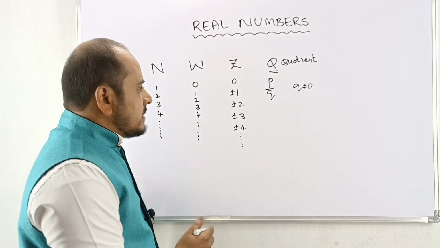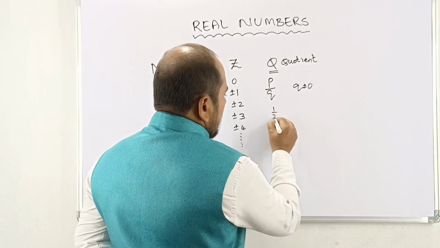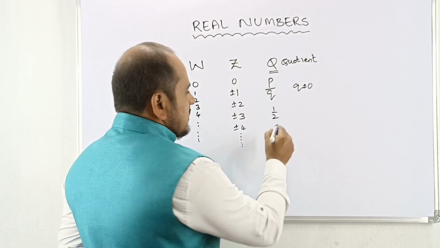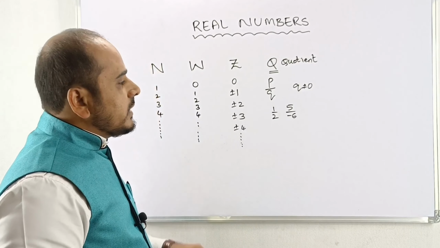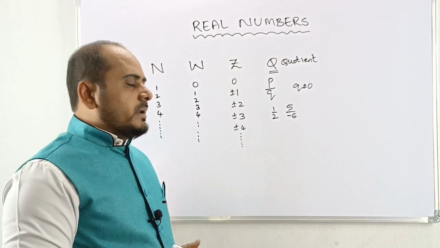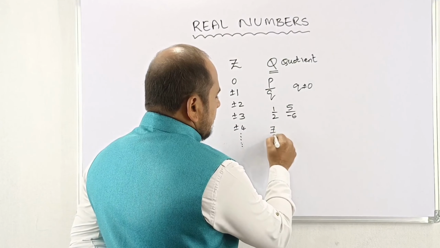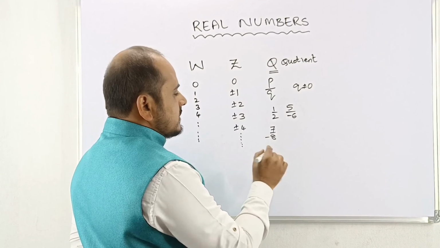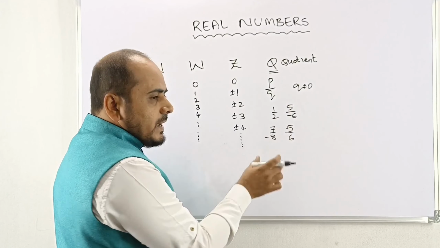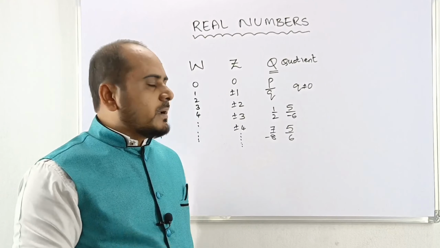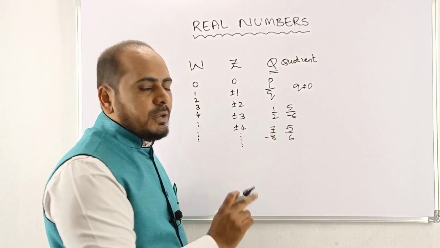So what are the rational numbers? We can take some examples. 1 by 2, this is a rational number. 5 by minus 6 is also a rational number, because we can get negative values also, my dear. 7 by minus 8, rational number. 5 by 6, rational number. So all these can be considered rational numbers because they are in the form of P by Q.